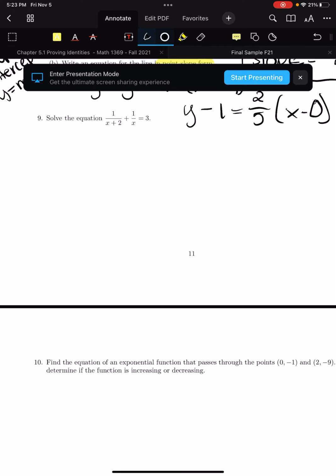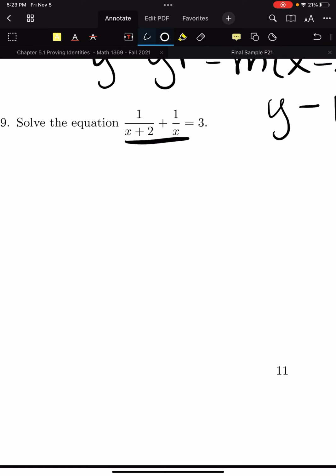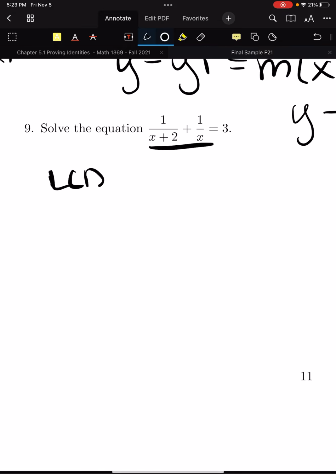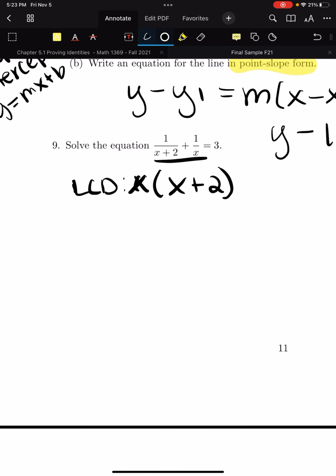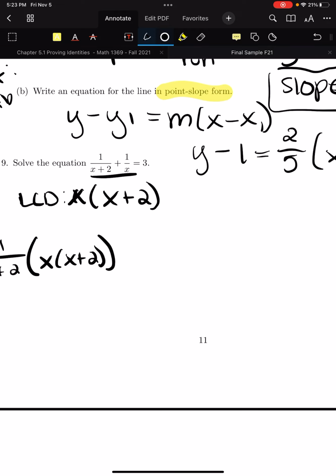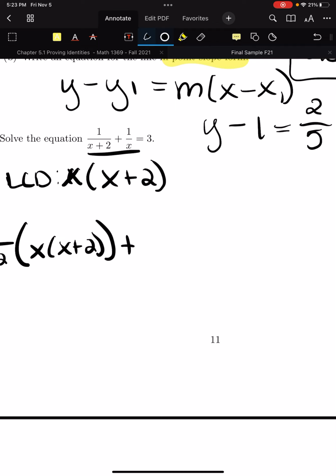So, number 9 is asking you to solve the equation. The first step is to find the lowest common denominator. It's going to be x times x plus 2. So what you're going to do with that knowledge is you're going to say, okay, 1 over x plus 2 times x plus 2. This is going to look super complicated at first, but it's going to all work out.